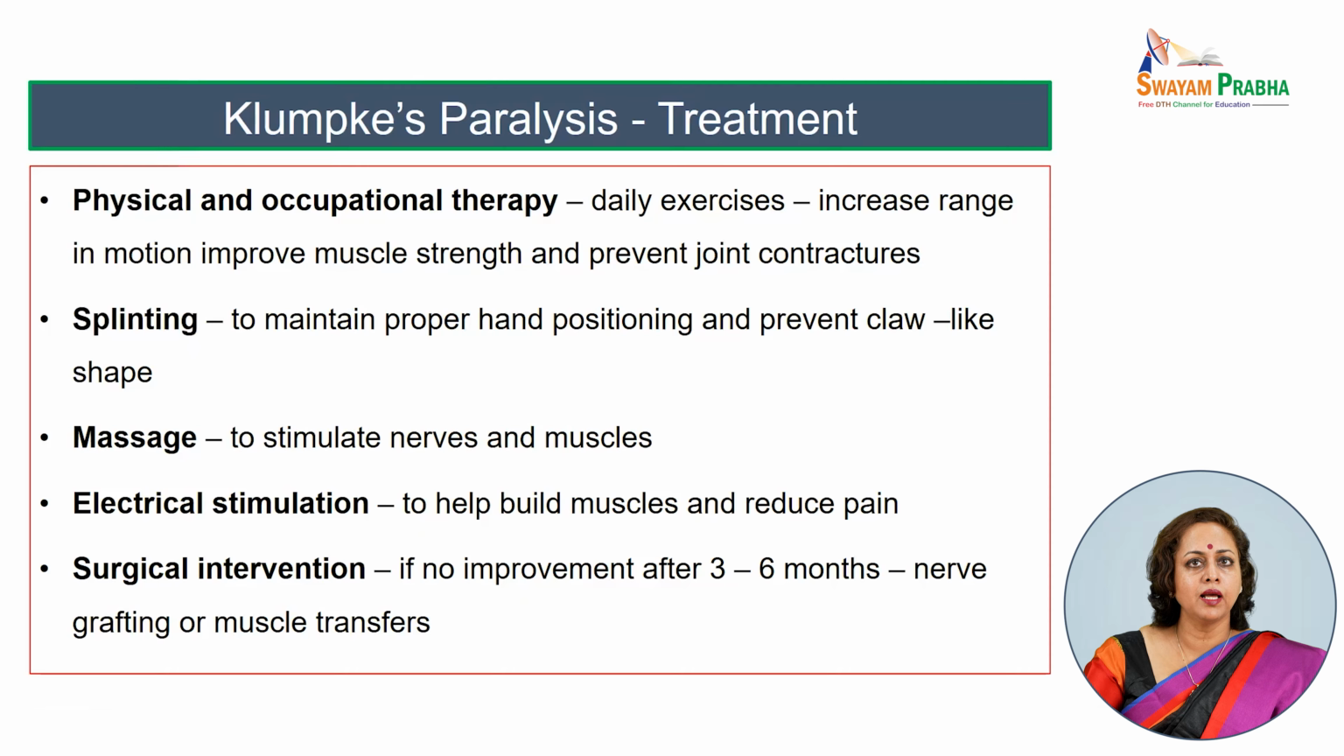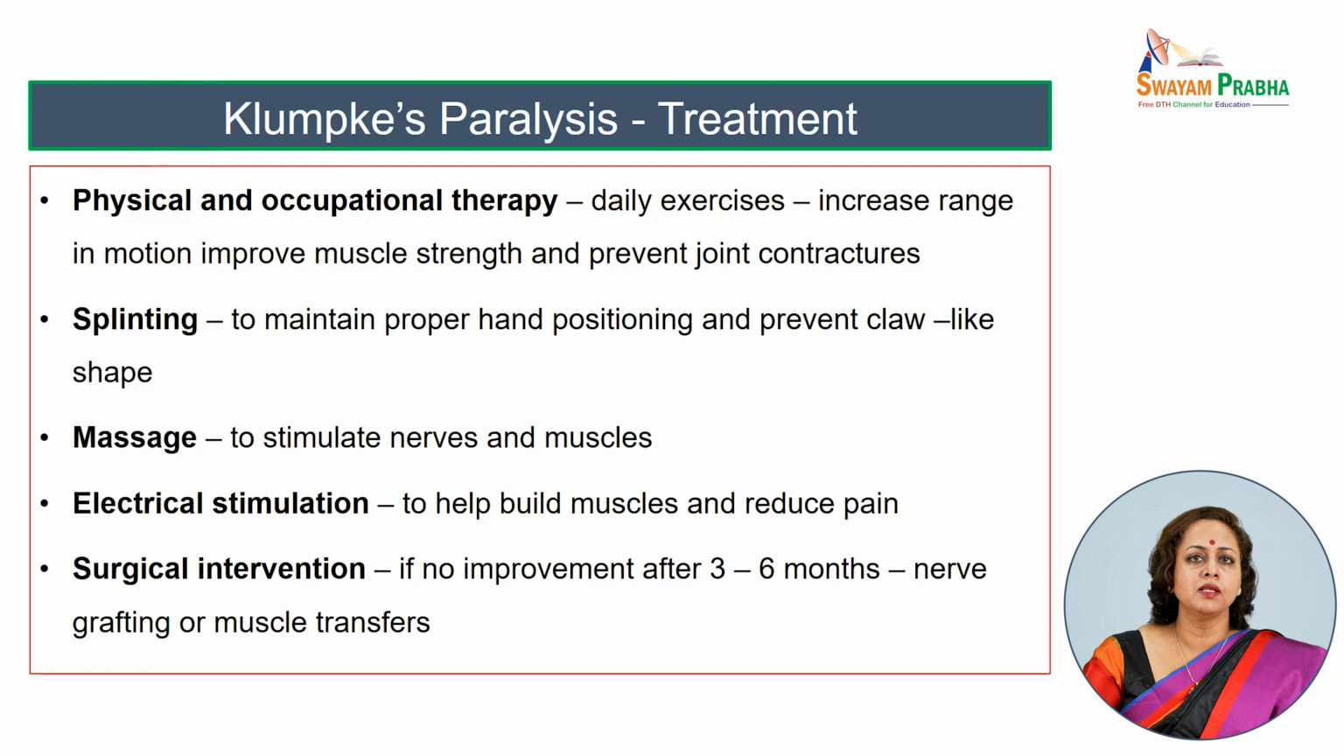So they will splint the hand to keep every joint straight and prevent the hyperextension at the metacarpophalangeal joints and flexion at the interphalangeal joints. Then massage to stimulate nerves and muscles. Electrical stimulation has also been used. It is tonic pulses which are given by mild electrical currents. It helps to build the muscles up and reduce the pain.